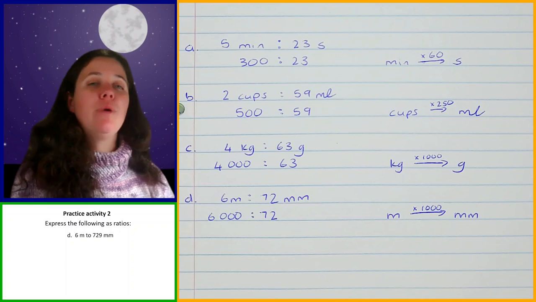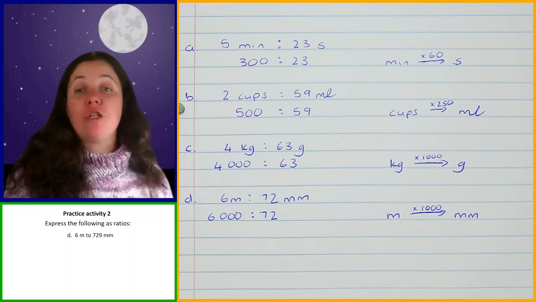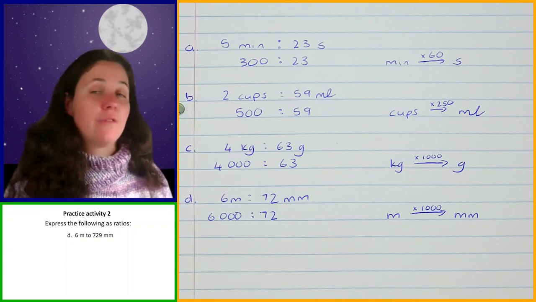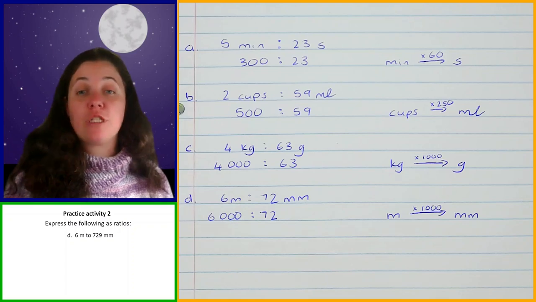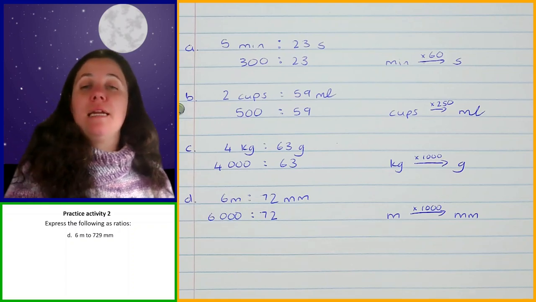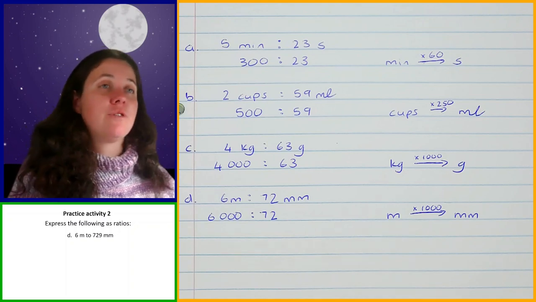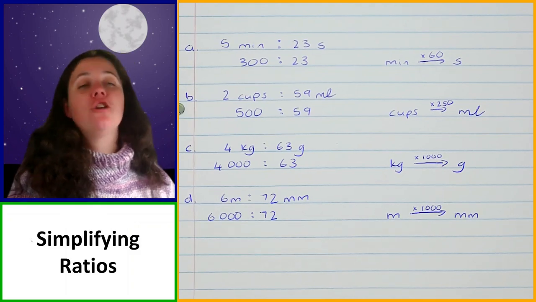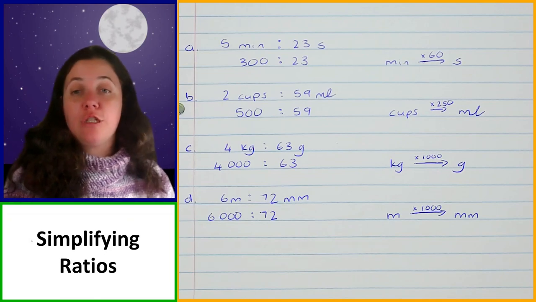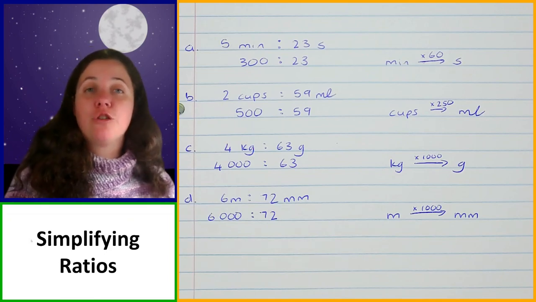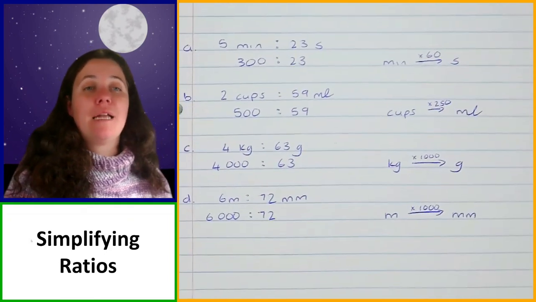Okay, so now we know about what ratios are, how they get written, and the fact that they need to be in the same unit of measurement for us to actually work with them. The next thing that I need to go through with you is simplifying ratios. Ratios are actually very similar to fractions. You are able to simplify ratios in the same way as you can with fractions.